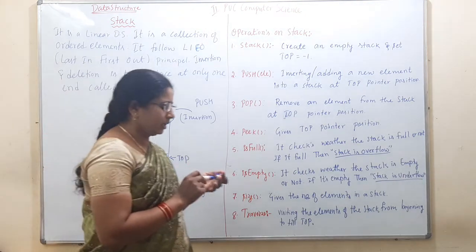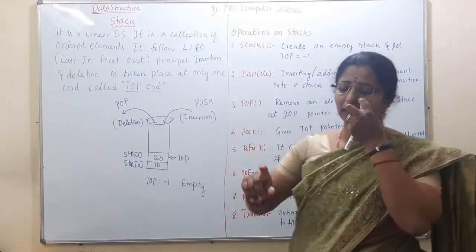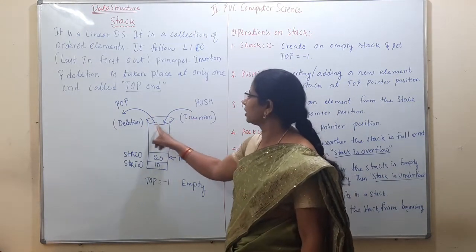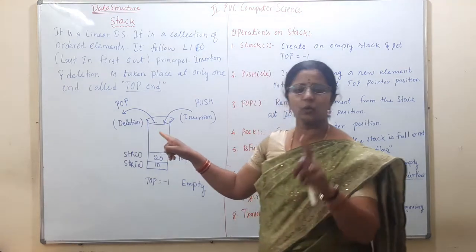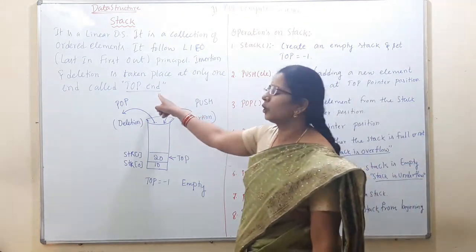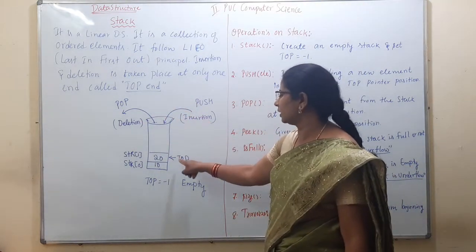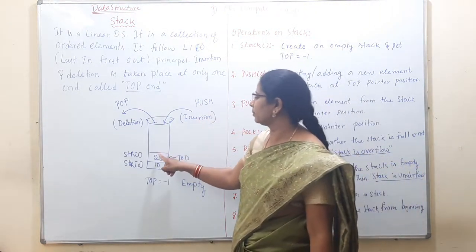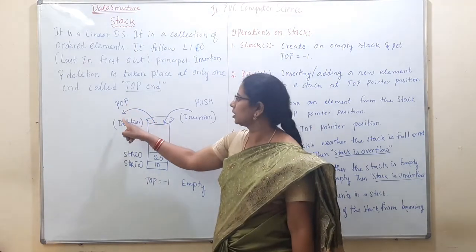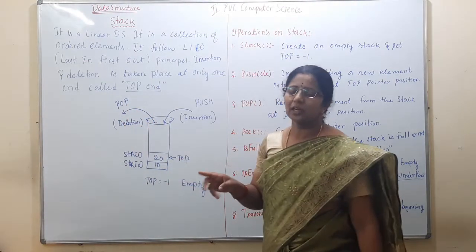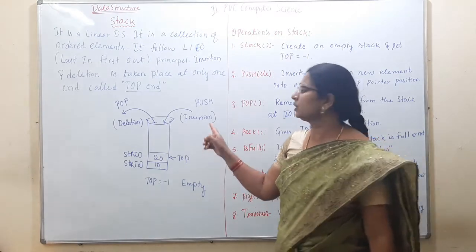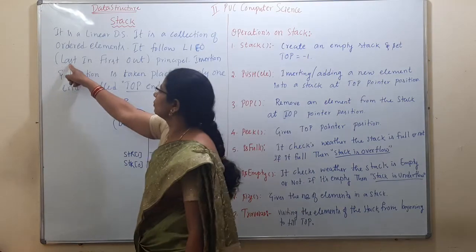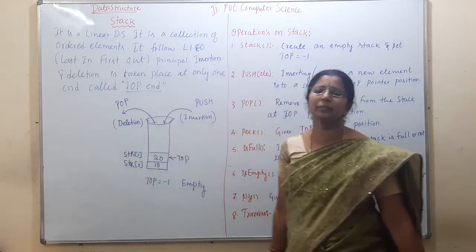Did you get it? Here there is only one open end for the data structure. Insertion and deletion take place only at one end called the top end. Inserting an element at the top pointer position is called push. Removing the element from the top pointer position is called pop. See here, whichever element we inserted last, that element goes out first. Hence it follows the last in first out principle.